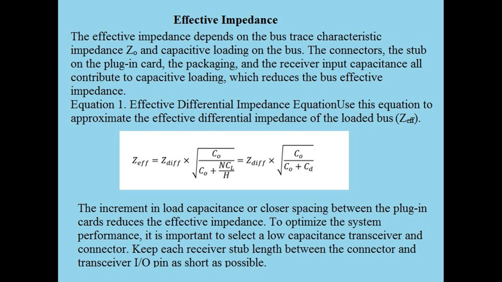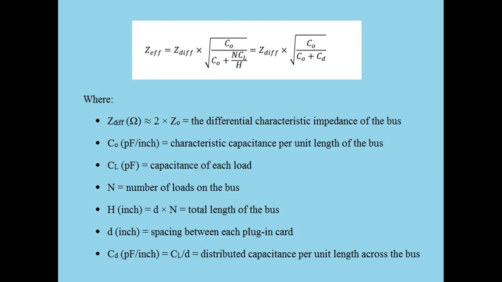The increment in load capacitance or closer spacing between the plug-in cards reduces the effective impedance. To optimize the system performance, it is important to select a low capacitance transceiver and connector. Keep each receiver stub length between the connector and transceiver I/O pin as short as possible. Where Z-diff, 2 times Z0, equals the differential characteristic impedance of the bus.